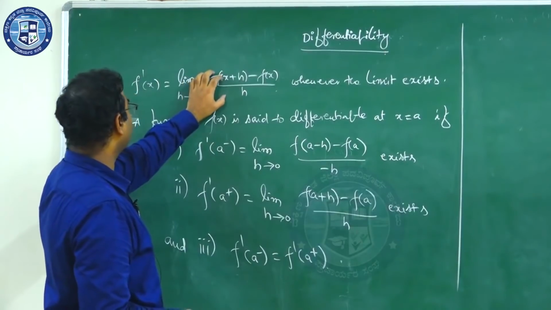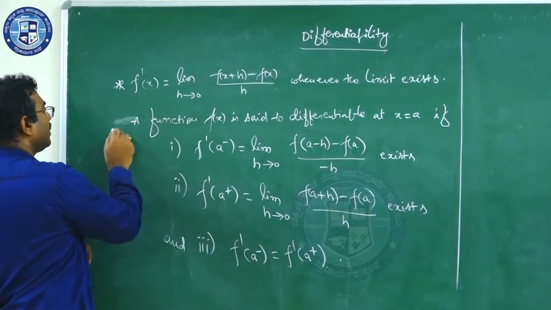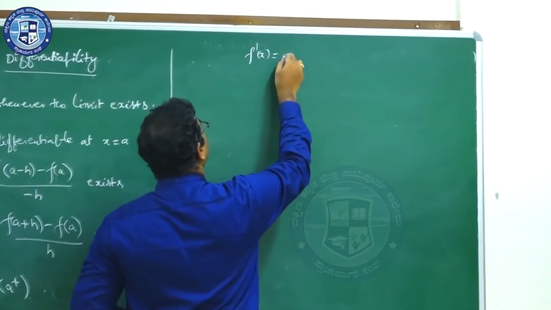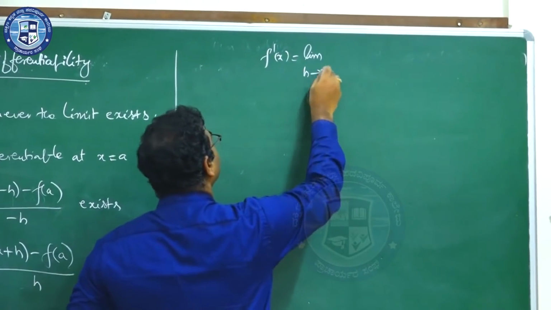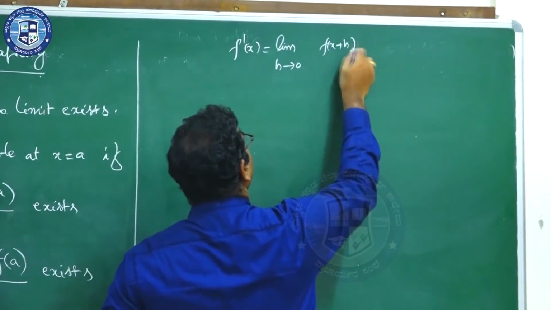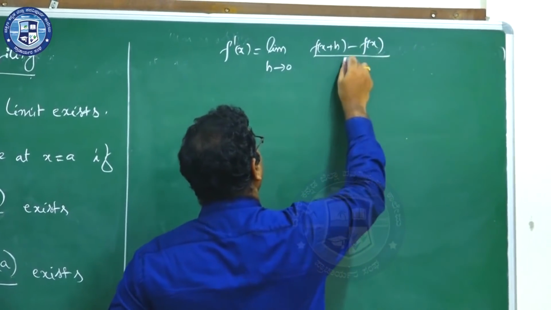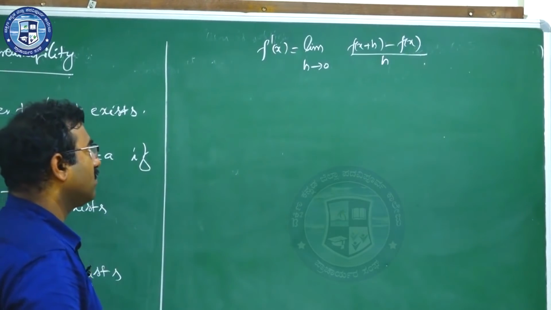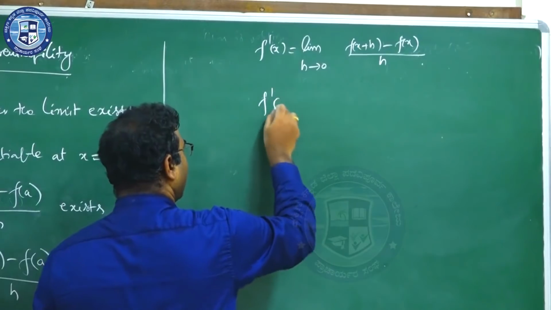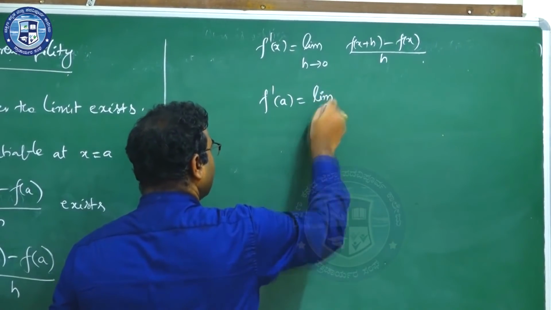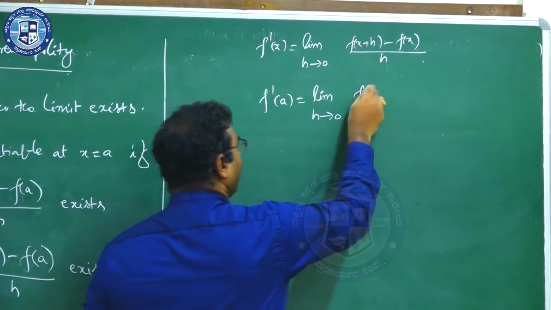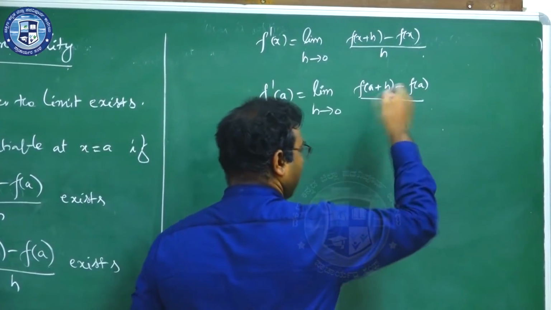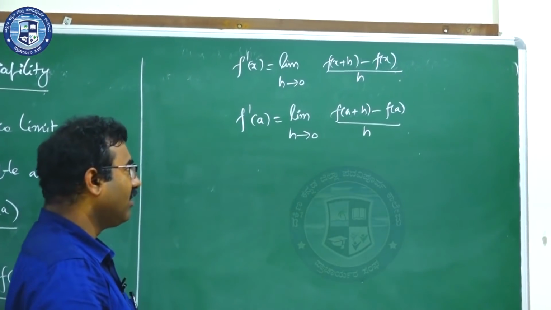See, this is the first principle of derivatives. This one we are going to use every time, right. So f dash of x is equal to limit h tends to 0 of f of x plus h minus f(x) divided by h. This is the first principle of derivative. Suppose at a point, if you want to write the formula, f dash of a is equal to limit h tends to 0 of f of a plus h minus f of a divided by h. It is at a particular point.